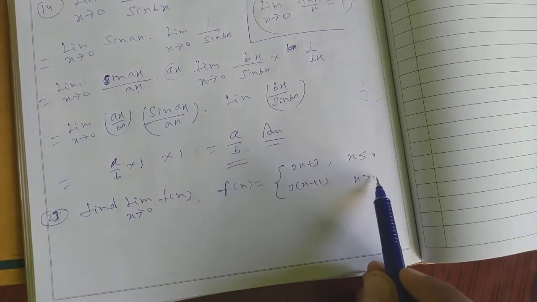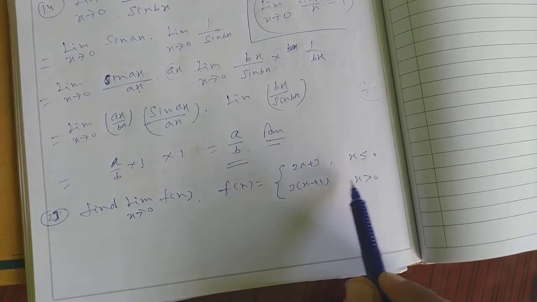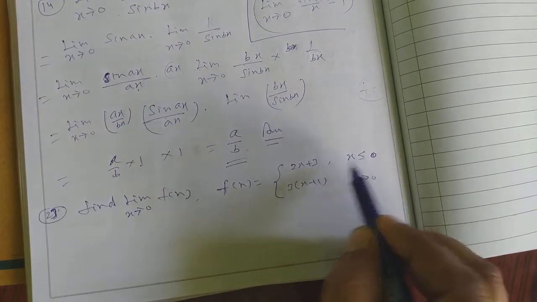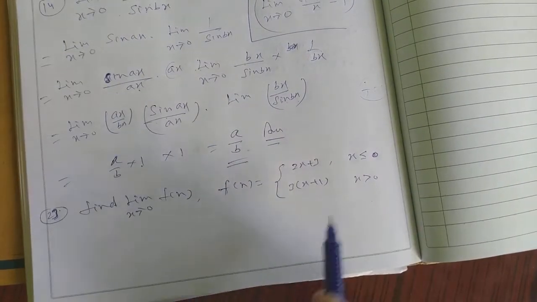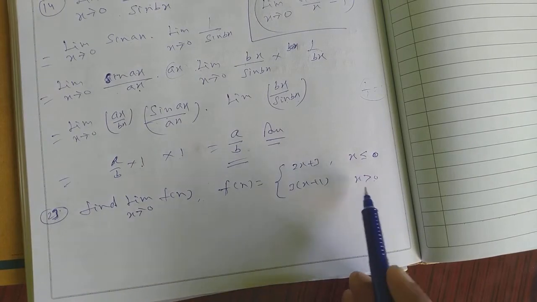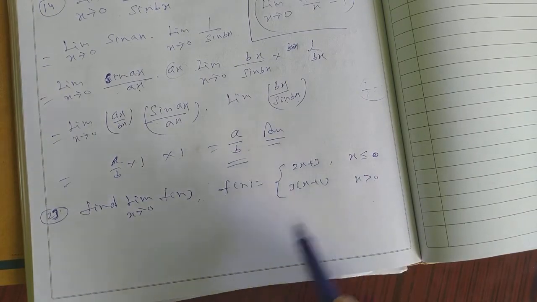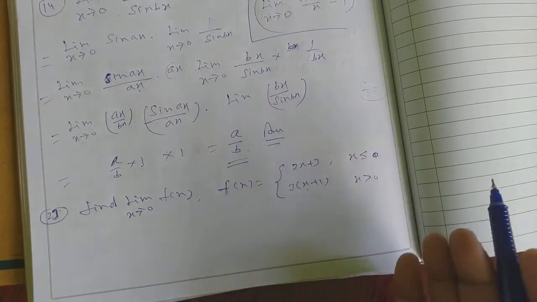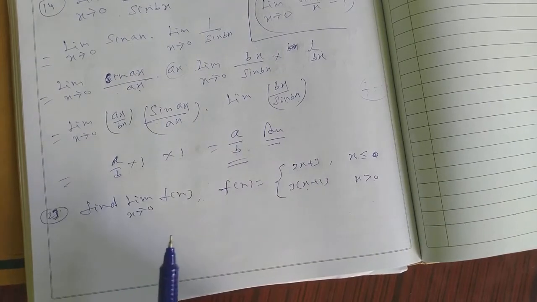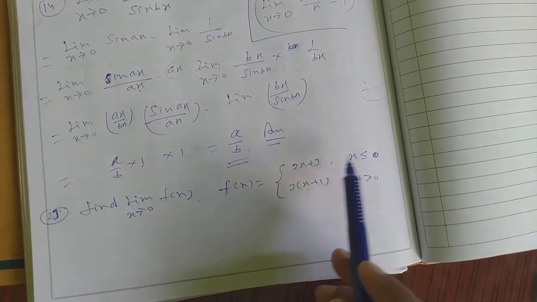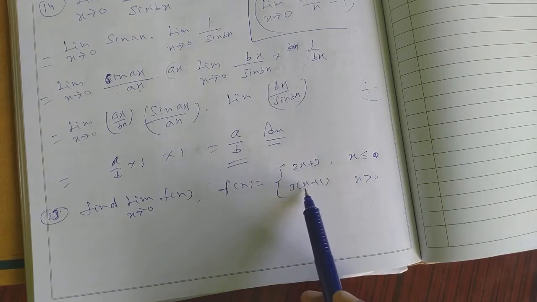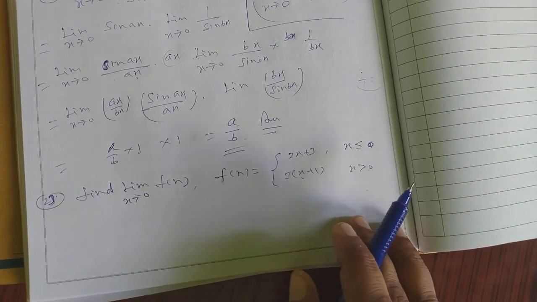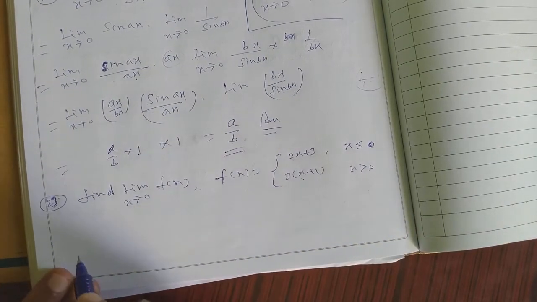When the limit is greater than 0, this is called the RHL, or when the limit is less than 0, this is called the LHL limit. So this is the LHL limit, this is the RHL limit. Greater than 0 means the right side of 0, this is the RHL, and less than 0 means the left side of 0, so this is the LHL limit. So this is the value of the function for the LHL limit, and this is the value for the RHL limit. In this type of question we will first use the LHL and RHL conditions.